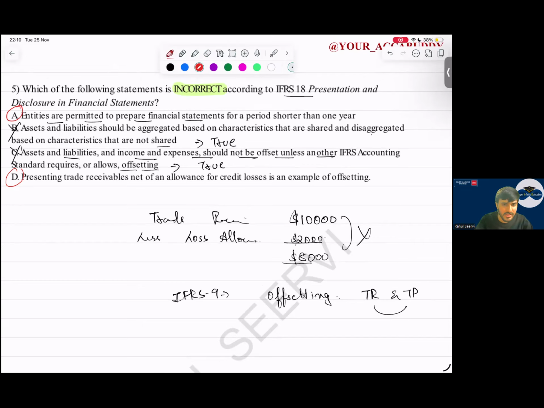Yes, as I've explained in the class also, the company can prepare the financial statement for shorter than 1 year also. It's okay. There is no such problem on this one. So what is the important thing? We say here that the companies can prepare. So the incorrect statement is what? This is also correct only. So the incorrect statement is this one. It's not offsetting. It's not an example of offsetting.